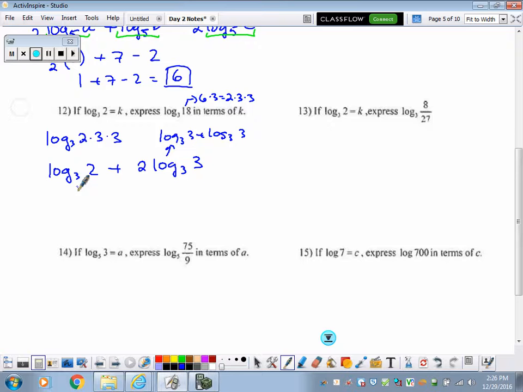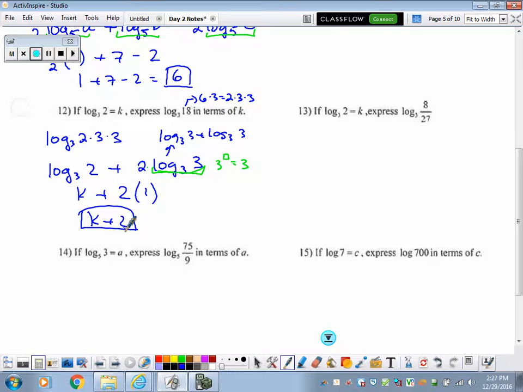Log base 3 of 2 is equal to k, plus we've got a 2. What is log base 3 of 3? That means 3 to the what power is equal to 3? Oh, 1, that's right. 3 to the first. So that's a 1. So this is going to be k plus 2.